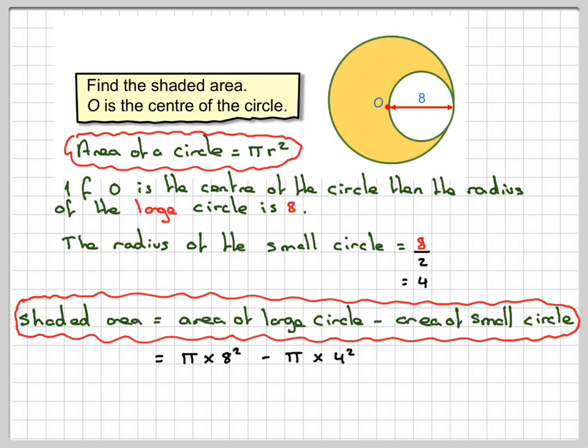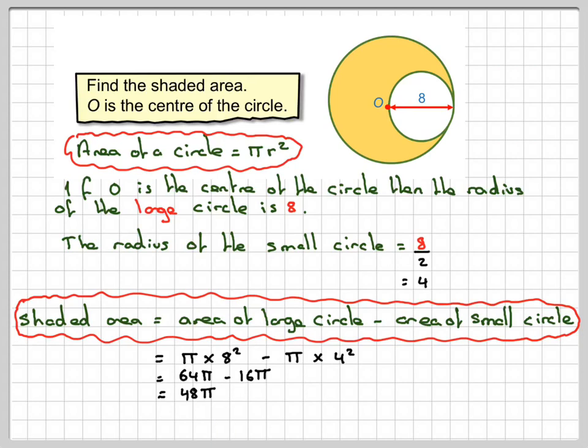8 squared is 64, so we get 64 pi minus pi times 4 squared. 4 squared is 16, so 16 pi. 64 minus 16 is 48, and then we've got 48 times pi.